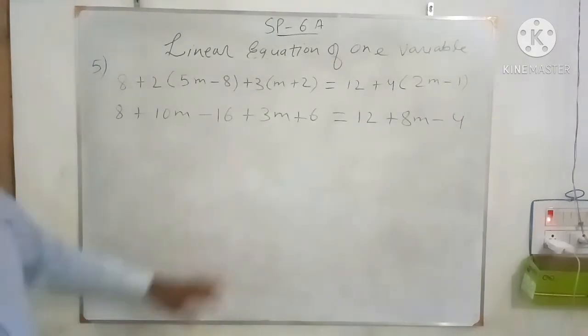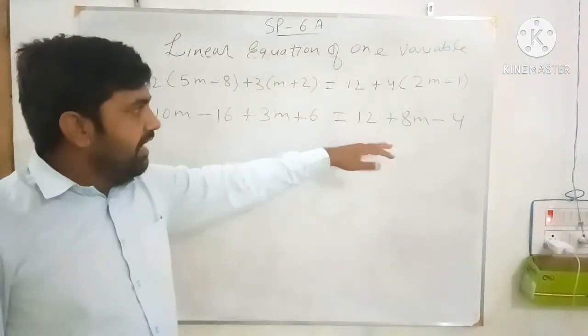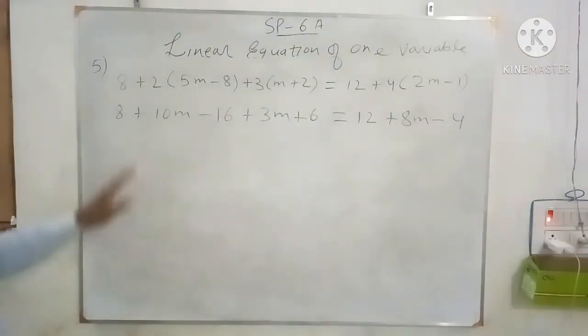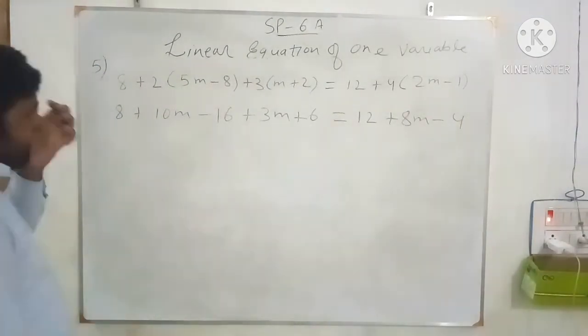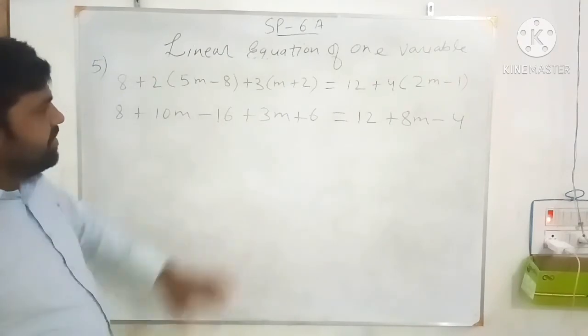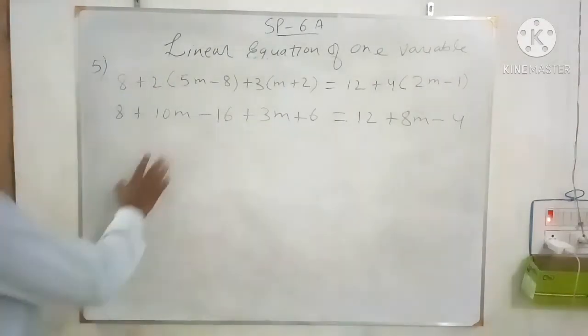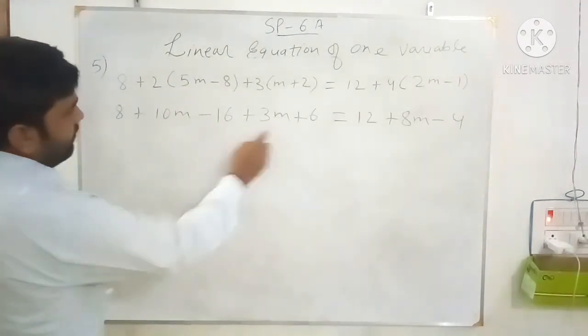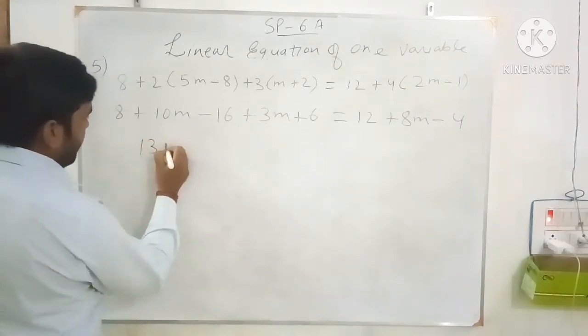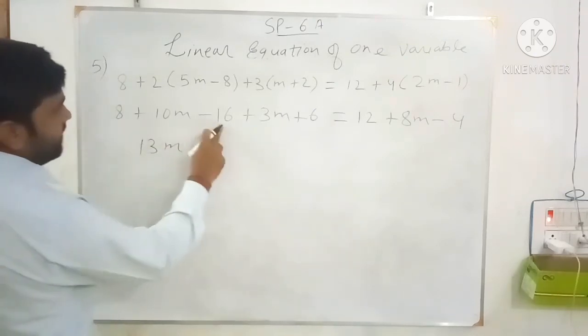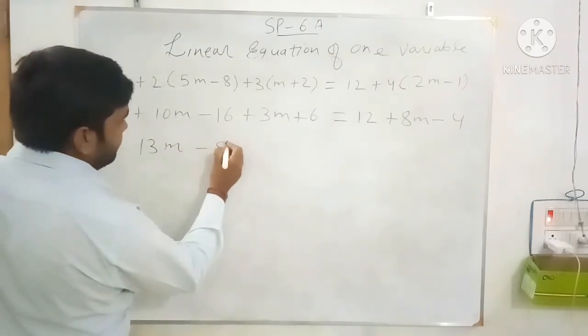Now I will bring all the variable terms to the left hand side from the right hand side, and all the constants from the left hand side I will transfer to the right hand side. Now see here, first I will do the simple addition of the like terms. On the left you see 10m plus 3m. Both are like terms. We can add it, it will become 13m. Now 8 minus 16 gives you minus 8.